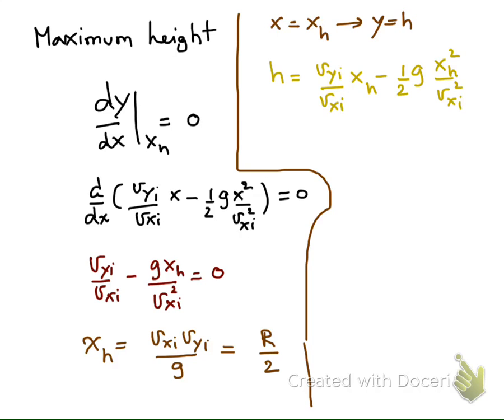So we have that h is equal to vyi square over g minus half of vyi square over g. So we have that h is equal to vyi square over 2g.